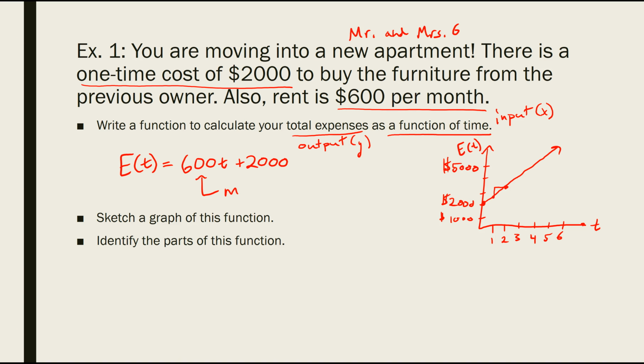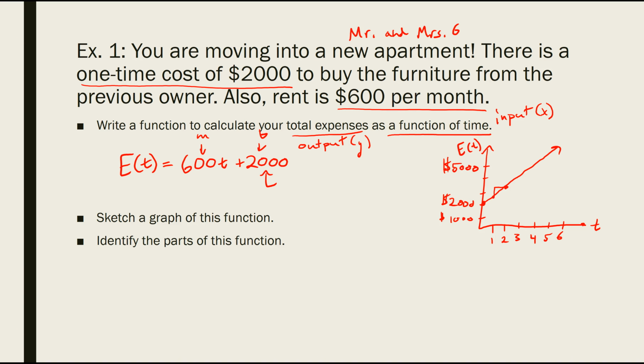Let's identify the parts of this function. We already talked about the fact that 600 is my slope, because you know slope-intercept form, and 2,000 is my y-intercept. But let's think about what that means in context, because what it means in this context is going to apply to other contexts as well. First of all, let's talk about the 2,000 because we talked about that first. Wasn't this kind of the initial cost, right? That was the cost before I even started paying rent.